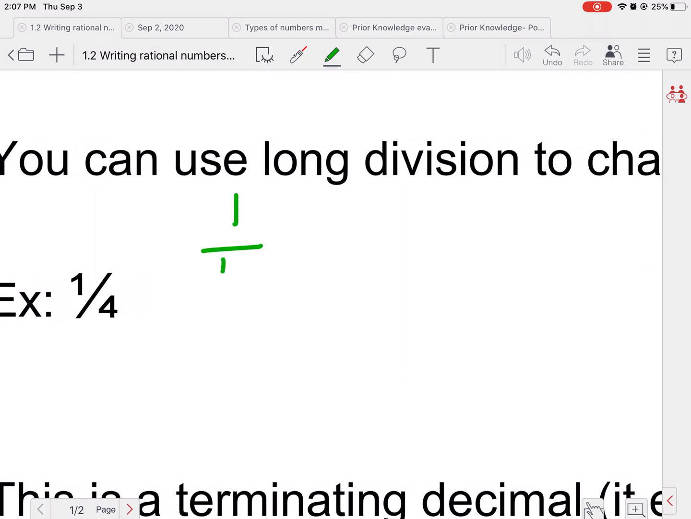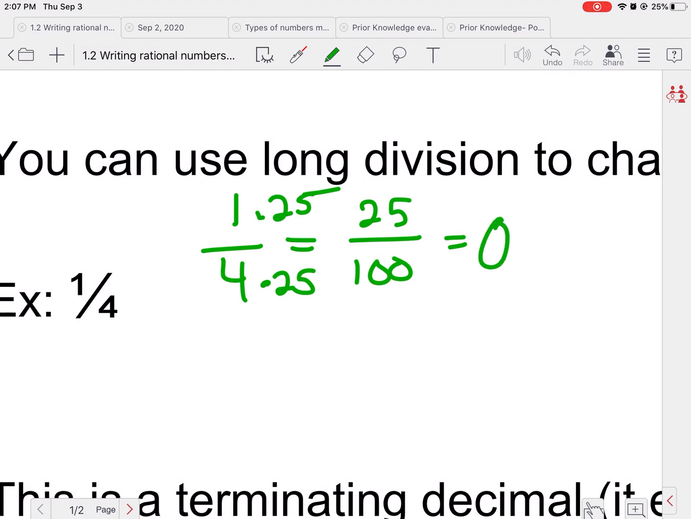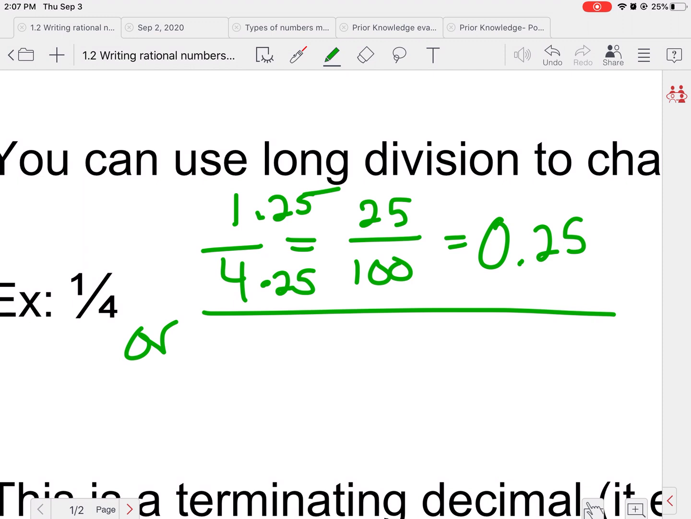So if we're going to do that, with this one, some of you might say, well, I know I can make 4 look like 100 on the bottom. I can multiply the top and bottom by 25. Then I get 25 over 100, which would be the same as 0.25. Now, if we didn't know how to get 4 to be 100, another way we could do this, and this is an or, you don't have to do it both ways.